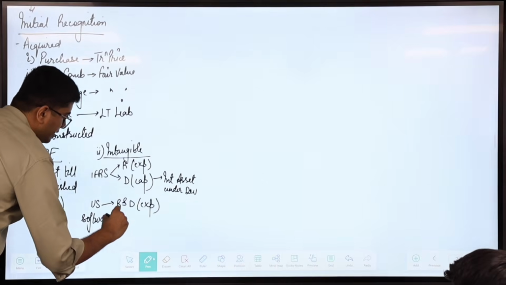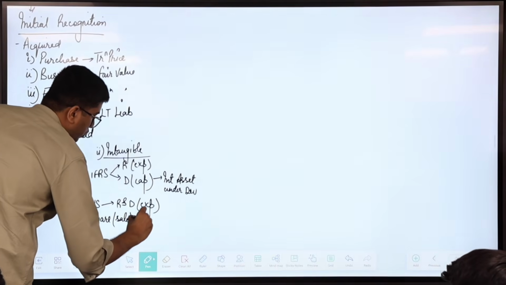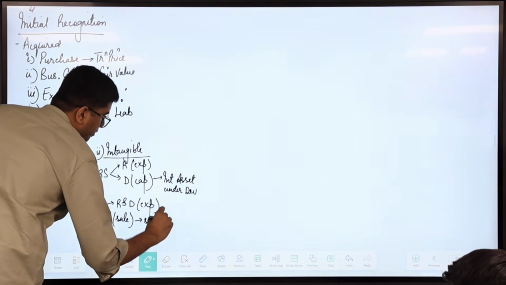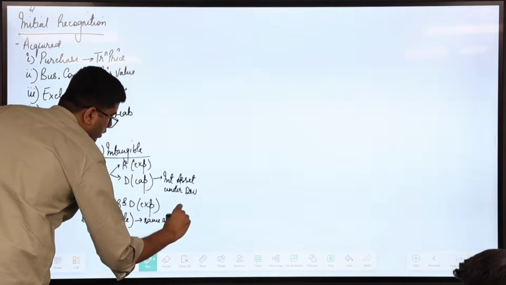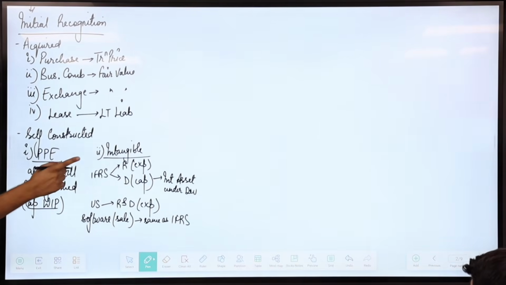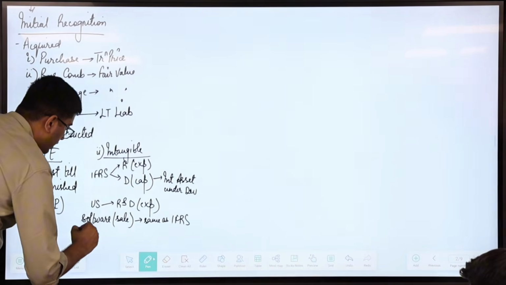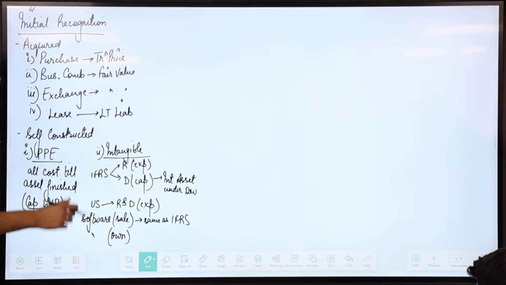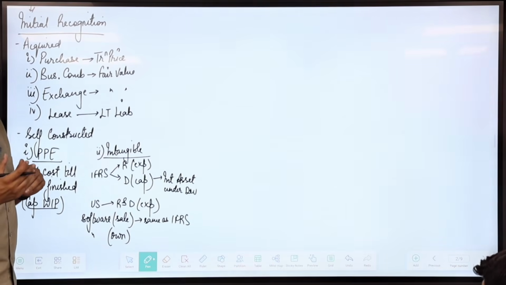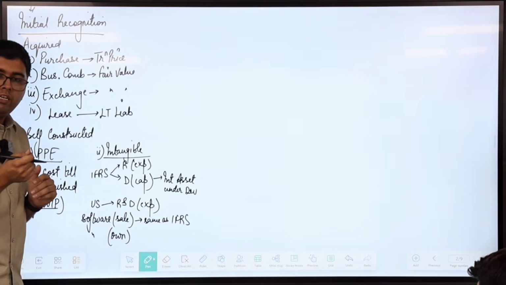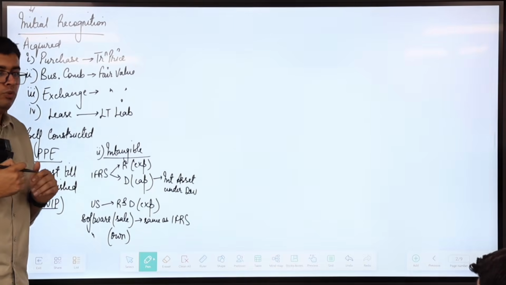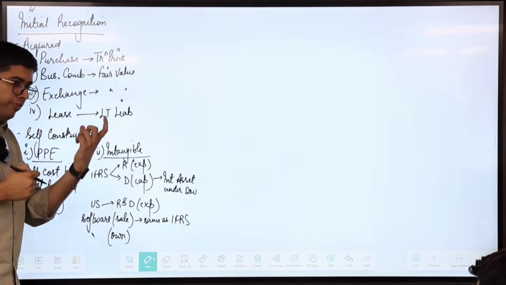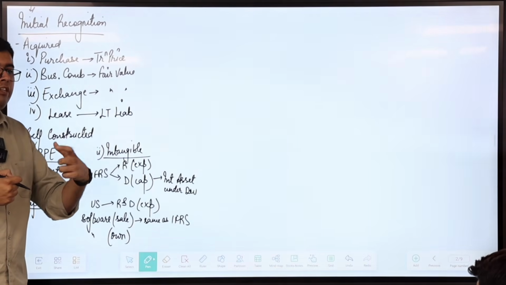Software for sale: this rule is the same as IFRS. Research is expensed, development is capitalized. And then you had software for own use. Instead of using the word free, they decided to use the word own use, because if you specify the word free in the actual set of rules and regulations, free is not very easy to interpret.